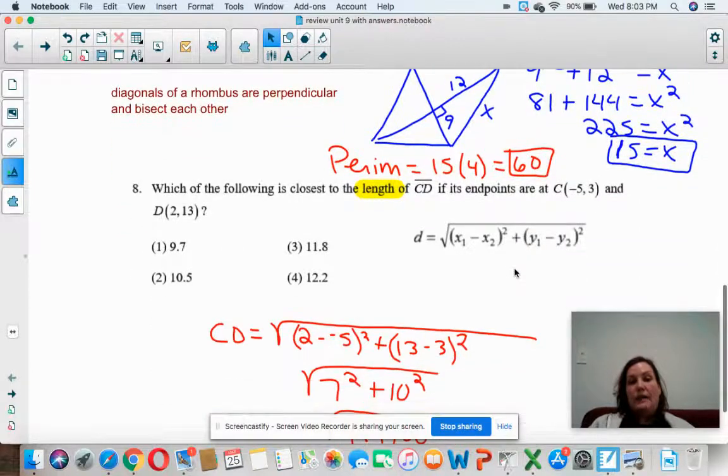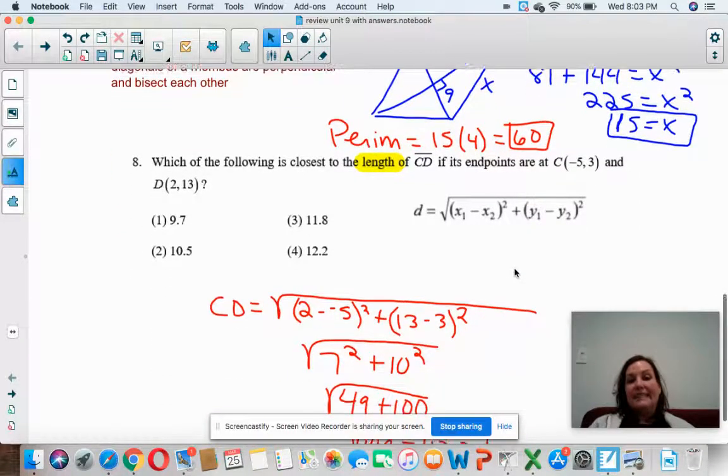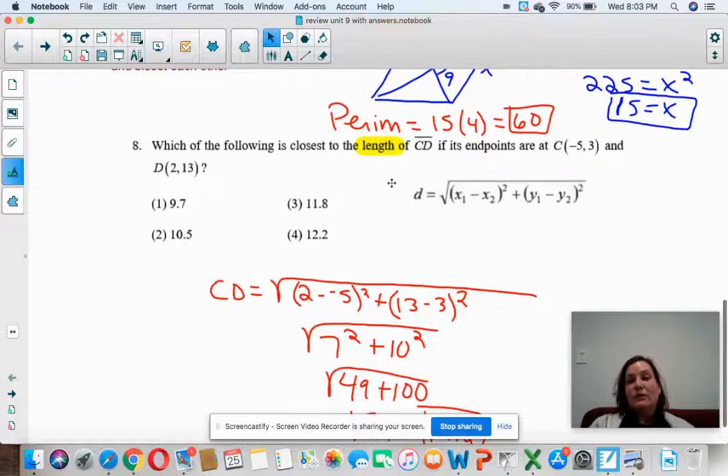Okay. Next one, it says, what is the length of CD? Now, length is going to be using your distance formula. So I wrote down my distance formula here. It can either be x1 minus x2 or x2 minus x1. The important part is that you are consistent with what you're going to do. So I did 2 minus -5 squared plus 13 minus 3 squared.